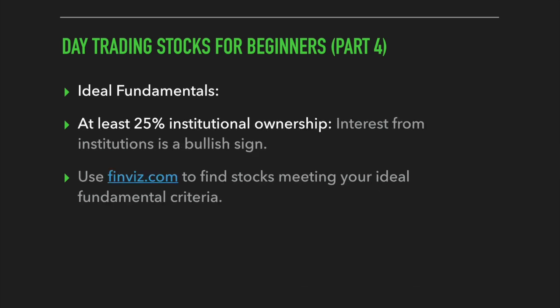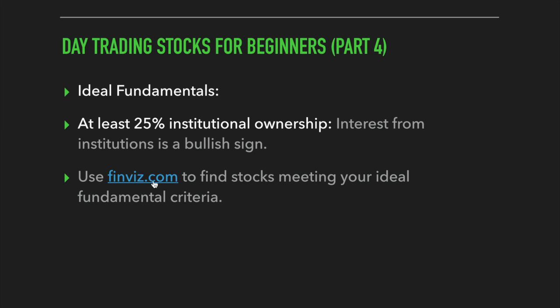The next thing you want to see for ideal fundamentals is at least 25% institutional ownership. And the reason for this is simple. If these multi-billion-dollar institutions are buying into the stock and they believe in the company and they believe in the future of the company, that again is a big bullish sign. And many times you can actually have a great trade or investment by following in the footsteps of these institutions and buying into the stocks that they're also buying into.